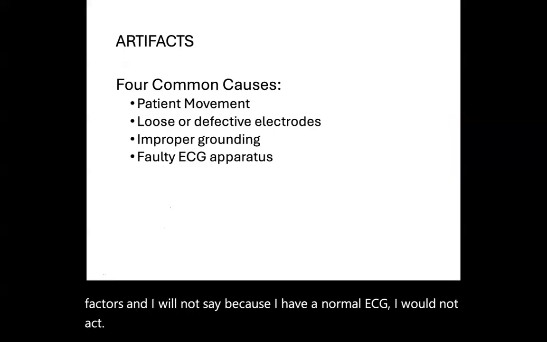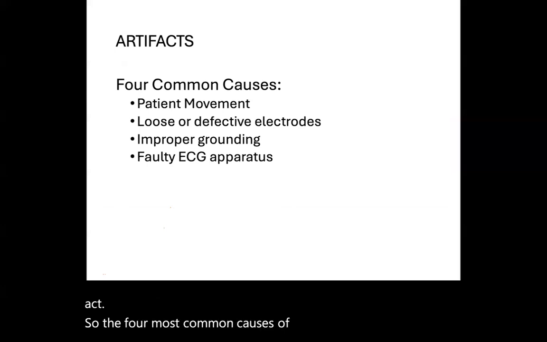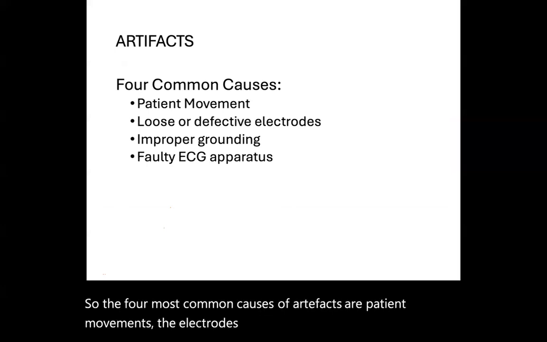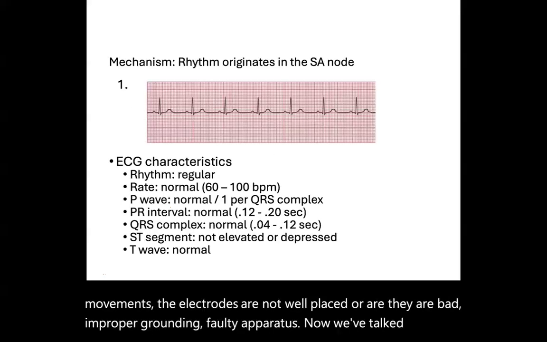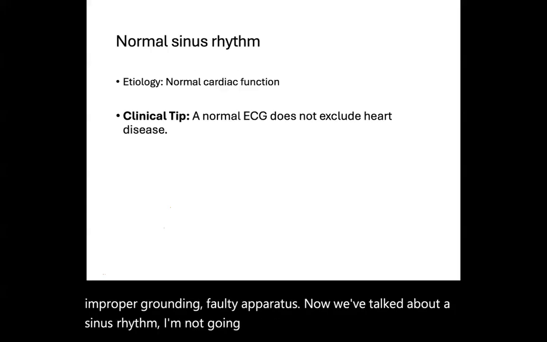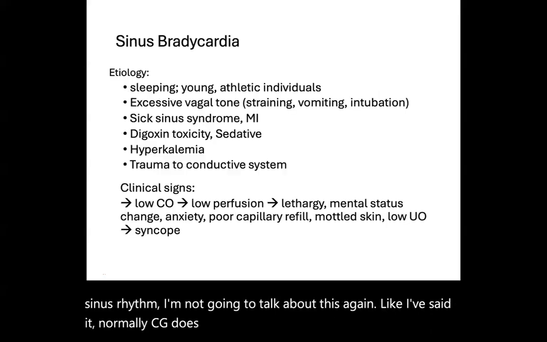So the four most common causes of artifacts are patient movements, the electrodes are not well placed or they are bad, improper grounding, and faulty apparatus. Now we've talked about a sinus rhythm. I'm not going to talk about this again. Like I've said, a normal ECG does not exclude heart disease.